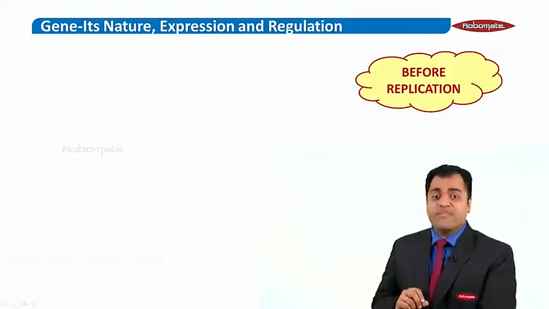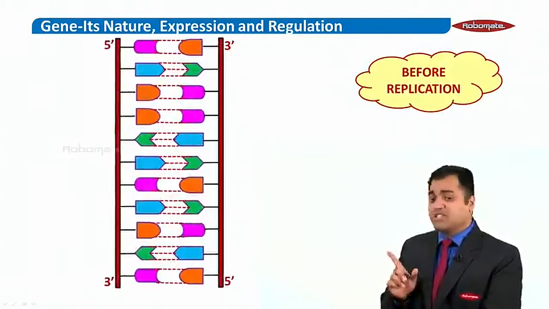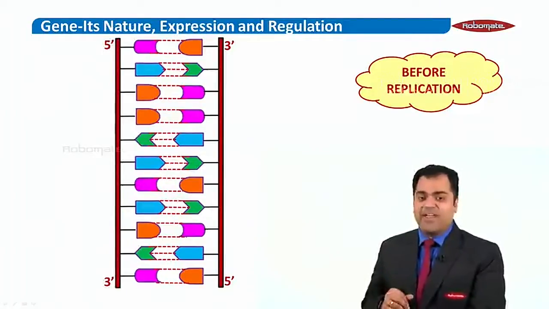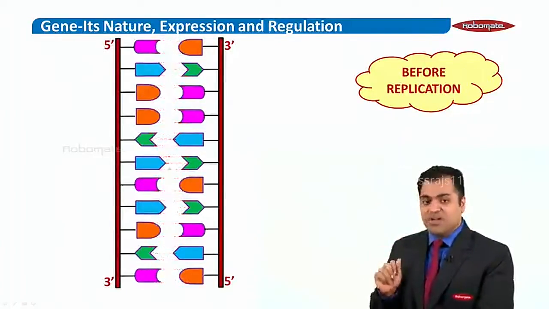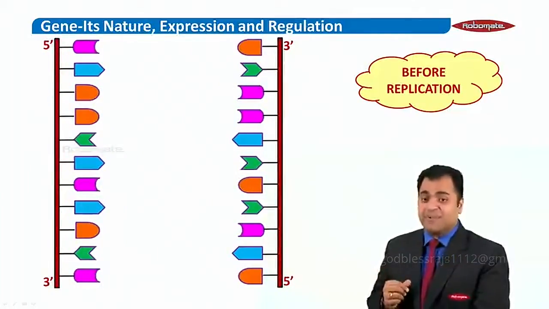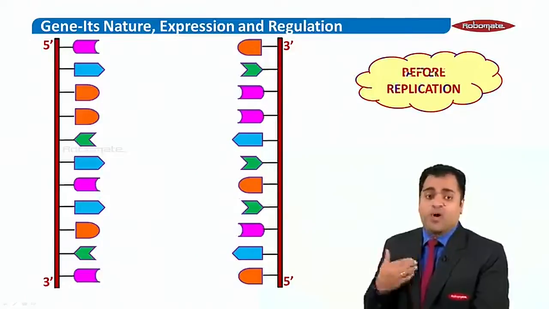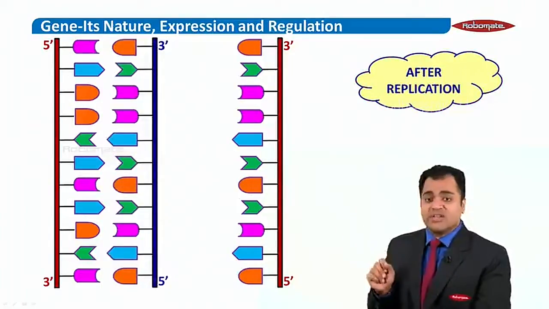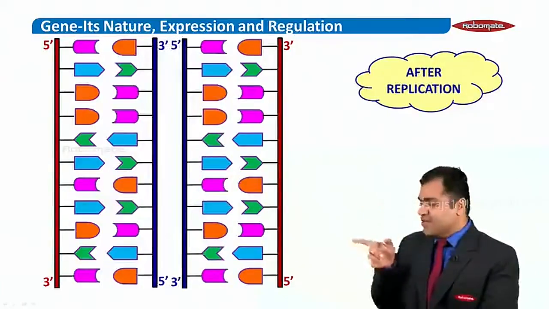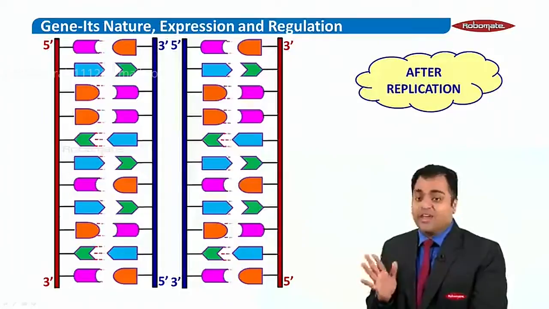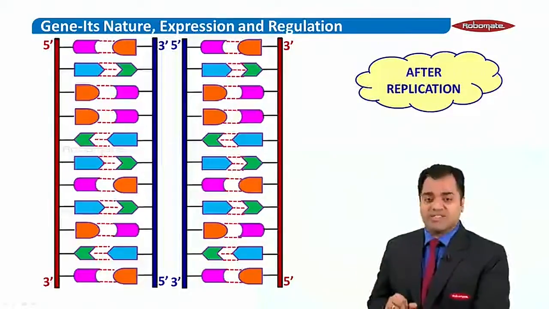Let's go back and see something else. What was there before replication? Remember this original picture? You remember? Yes, you do. What happened here? The hydrogen bonds just broke and the two strands separated. That's how the replication happens. Is that okay? And what happens after replication? You build one new strand in one direction and you build another new strand in the opposite direction. Yes, absolutely. Then you're going to put back the hydrogen bonds.